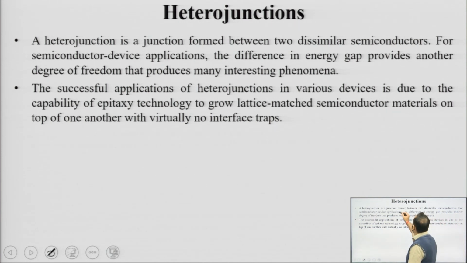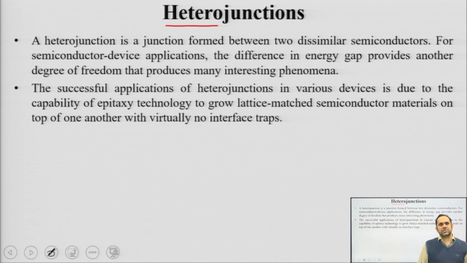Heterojunction. When we use the word hetero, we are talking about two entities or two materials which are not similar to each other, okay. So, for semiconductor device application, this difference in energy gap provides another degree of freedom that produces a lot of interesting properties, okay. If you make a junction between two similar semiconductors, it is known as a homojunction, but if you are joining two semiconductors that will have different energy band gap, and different phonon, optical and thermal properties, okay, that sort of arrangement is known as a heterojunction.